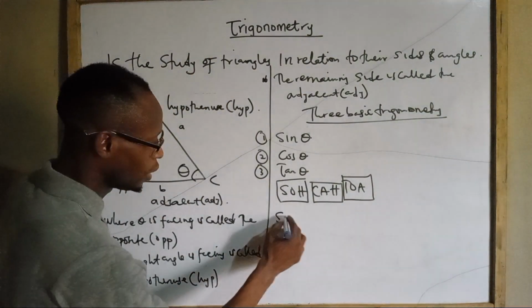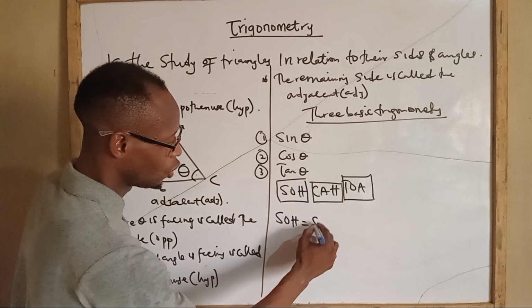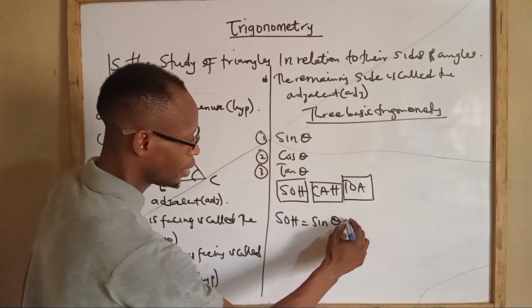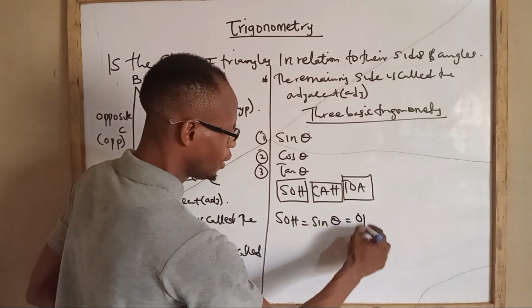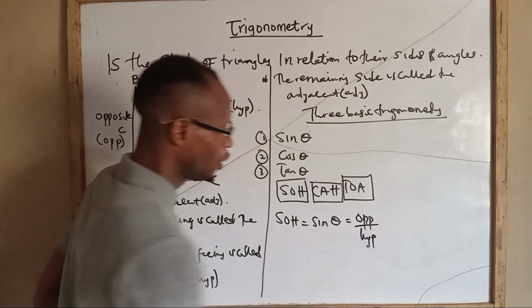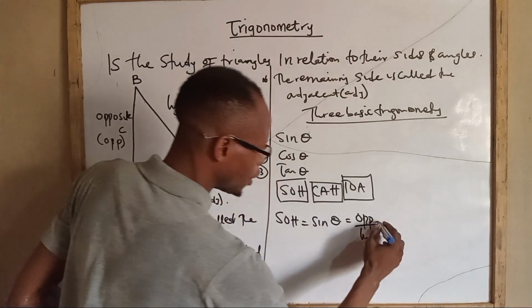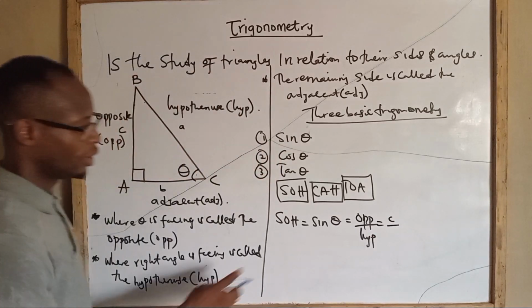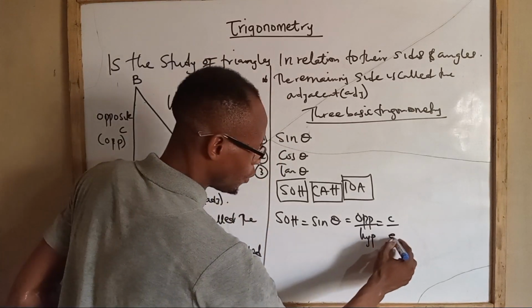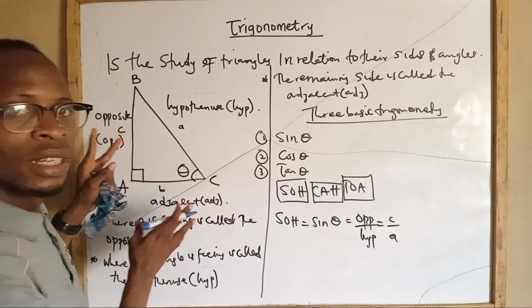I'll start with the first one here, which is SOH. This S represents the sine. So this is going to be sine theta. The O represents the opposite, then all over the hypotenuse. And this opposite, if you look at this diagram now, is simply side C. Then the hypotenuse is A. That will be C over A. That means opposite over hypotenuse is simply C over A from this triangle.